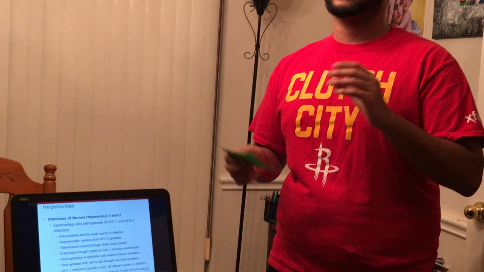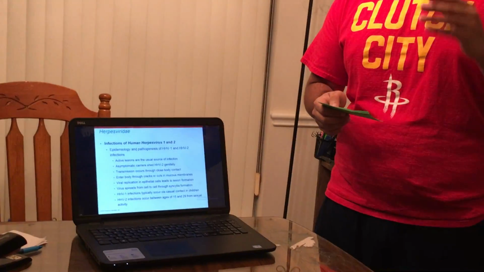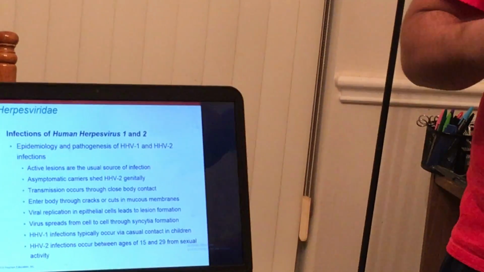Now, the herpes virus has many ways of infection. Certain types of infection include active lesions. Carriers for herpes virus 2 often spread it through genital contact and close body contact. Cracks and cuts in the skin are prime examples of ways these carriers and viruses can spread.